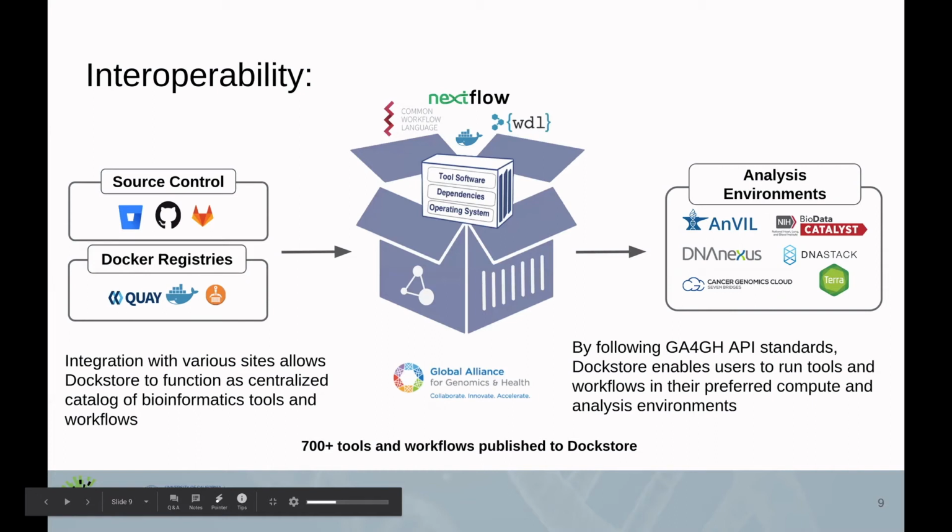Interoperability. So Dockstore relies on getting your content from a variety of places. You can upload your content to Bitbucket, GitHub, or GitLab, and then we will be able to crawl your workflows and register them on Dockstore. Once they're in Dockstore, since we implement a number of GA4GH standards, we are able to integrate with a variety of analysis environments in order to run your workflows. Currently, we have over 700 tools and workflows available on Dockstore itself.